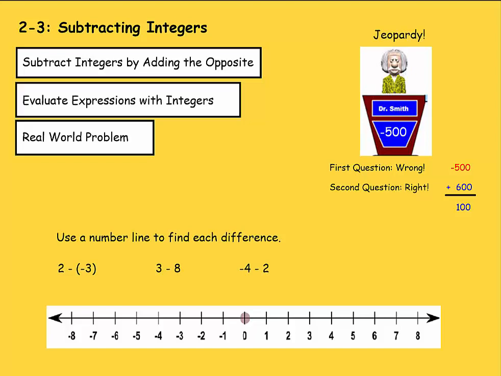We're on lesson 3 of chapter 2, which is subtracting integers. First, we're going to subtract integers by adding the opposite. Then we're going to evaluate expressions with integers. Then we'll solve a real-world problem.